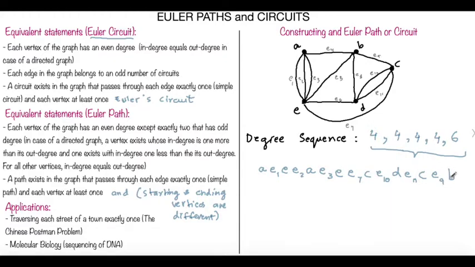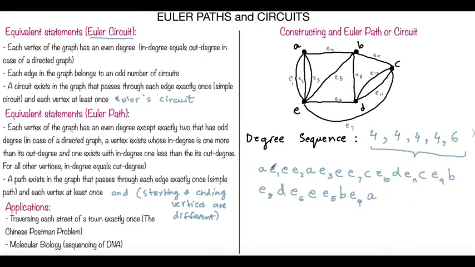From B we can go to E8, then we go to D, okay, and then we can go to E6, then we go to E, then we go to E5, then we go to B again, then we go to E4, then we go to A again.